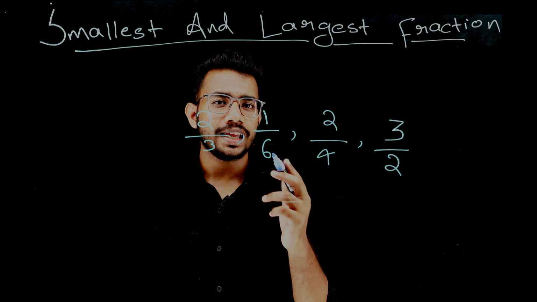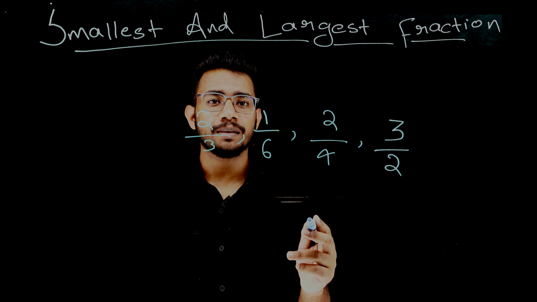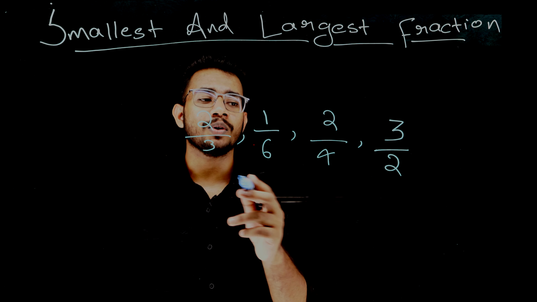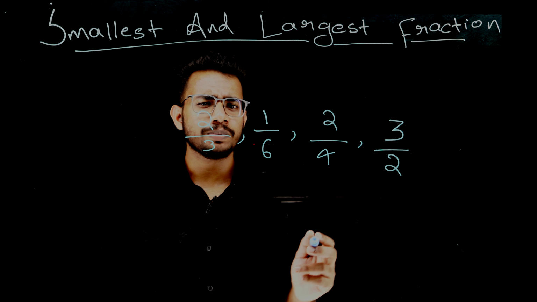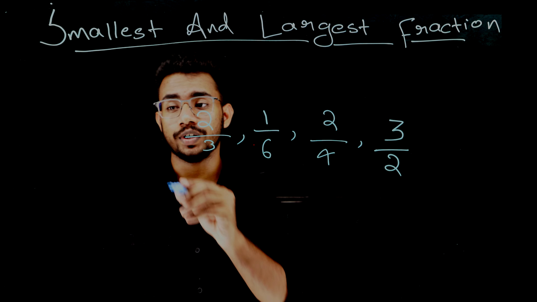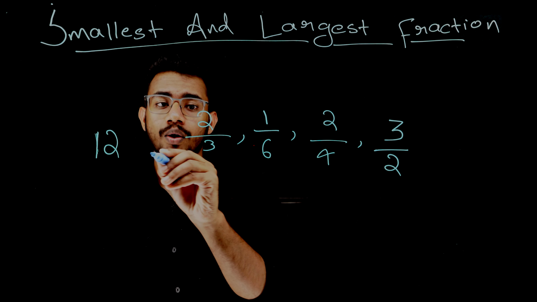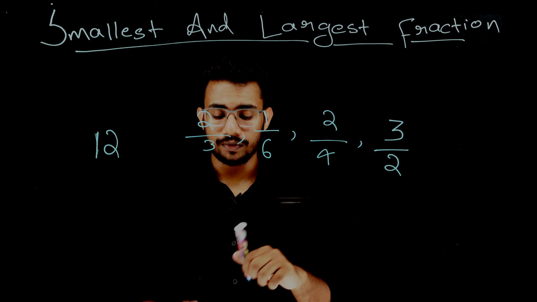LCM means lowest common multiple. That means the lowest multiple that appears in the multiplication table of all these numbers. And what would be the LCM of the denominators here? It would be 12 exactly. That means I need to convert all these denominators into 12.